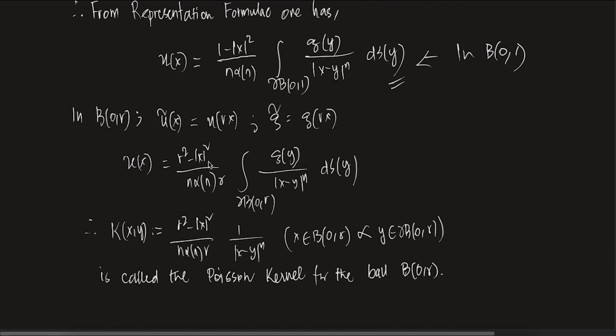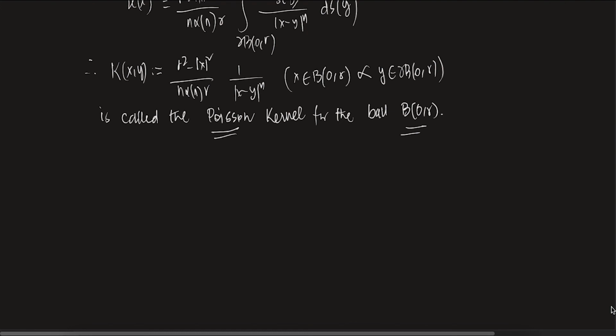And the main idea of writing this is the following. I just want to write this (r squared minus mod x squared) by n alpha n r times 1 by |x minus y| to the power n. This is a kernel, a special kind of function. It's actually a singular function. This kernel is called the Poisson kernel for the ball B0R. This is very important. We'll look at why later. In an assignment I will show you what is so important about this Poisson kernel. There are a lot of things you can do with it.